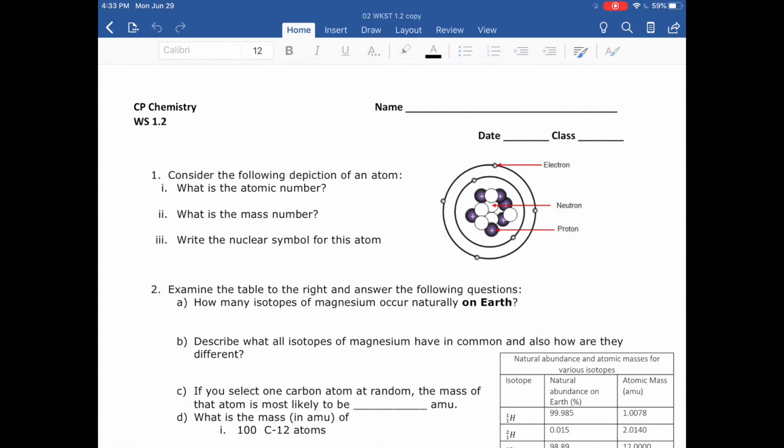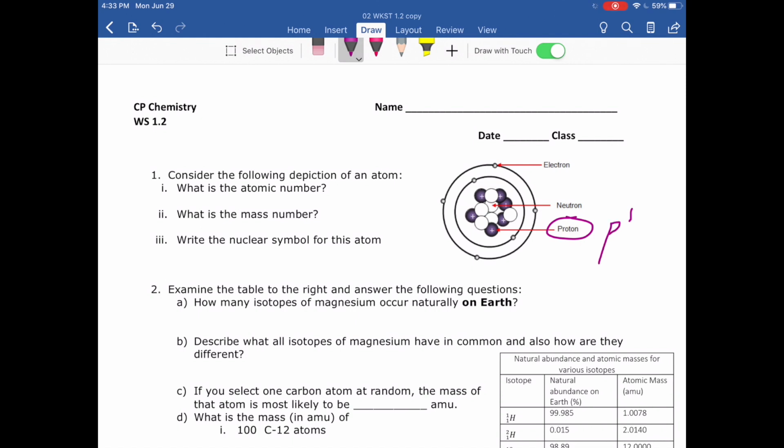Let's correct worksheet 1.2. Activity 1 says, consider the following depiction of an atom. What is the atomic number? Remember, the atomic number is the number of protons in the nucleus. Protons are also represented like P plus, like this.